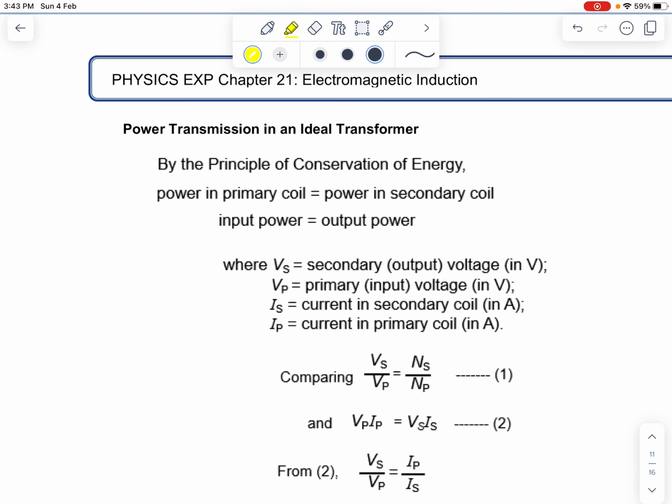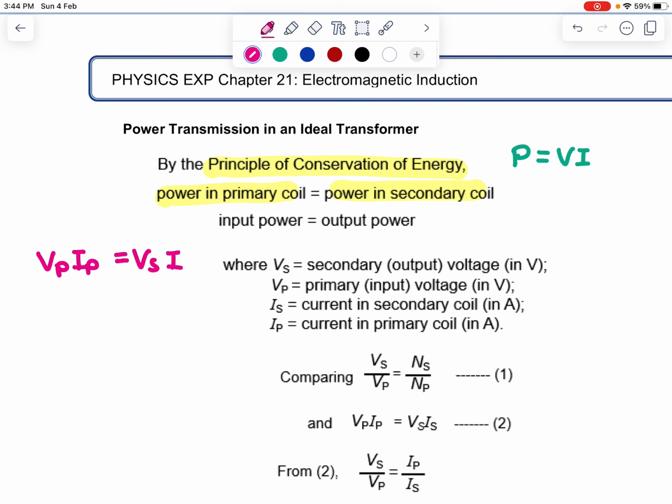Now let's look at the principle of conservation of energy. It states that the power in the primary coil will be equal to the power in the secondary coil, because the input power is equal to the output power. In the previous chapter, we have learned that the formula for power is P equals VI. So using this formula, we get Vp Ip equals Vs Is.